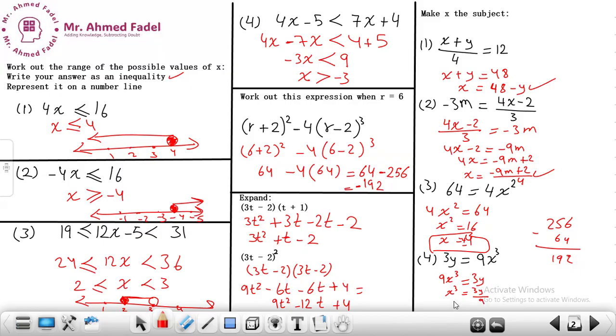Mister, they want x, not x cubed. So x equals the same thing exactly, 3y over 9, but it's not cubed. I'm going to send the cube there to be cube root. Make sure the cube root covers everything under the root.